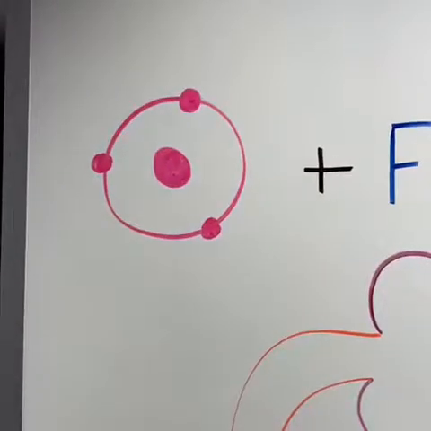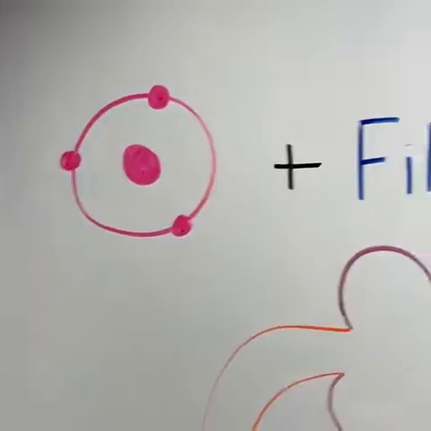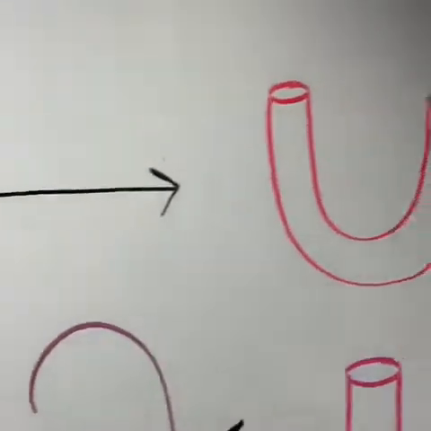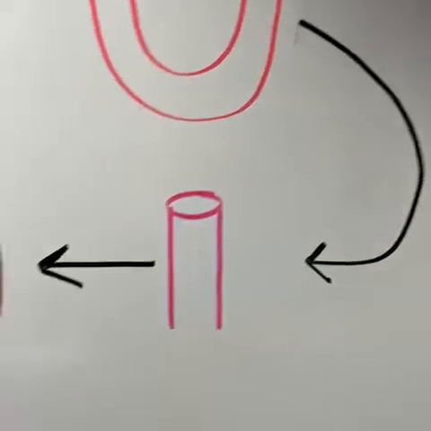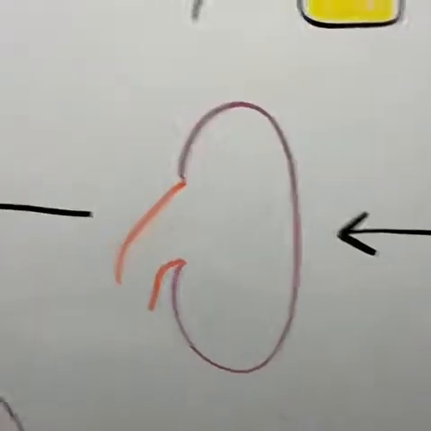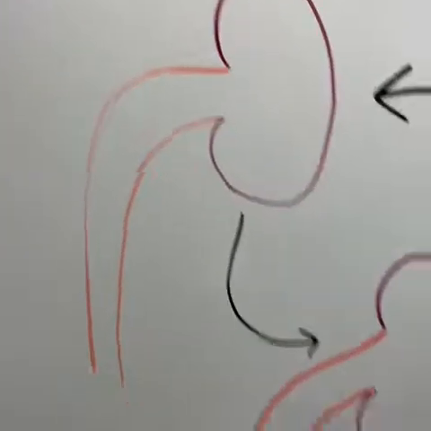The secreted ions combine with the remaining filtrate and become urine. The urine flows out of the nephron tubule into the collecting duct. It passes out of the kidney, through the renal pelvis, into the ureter, and down to the bladder.